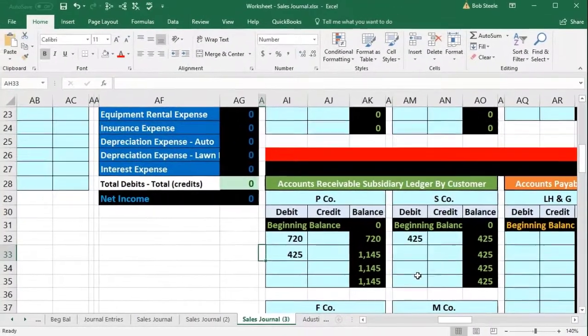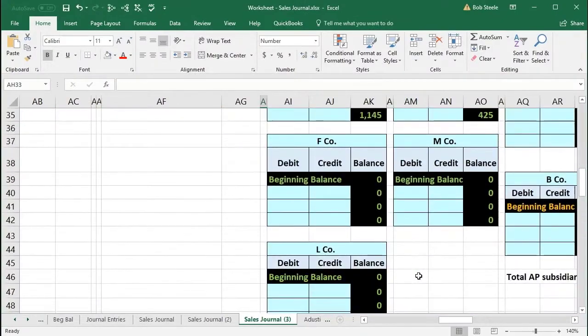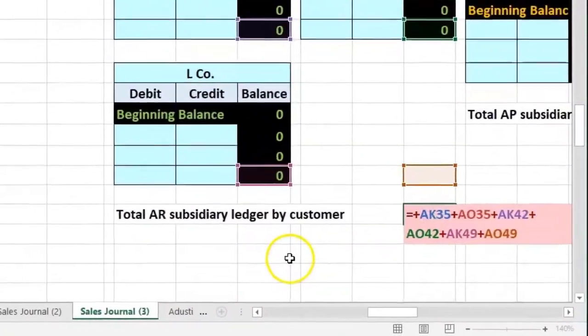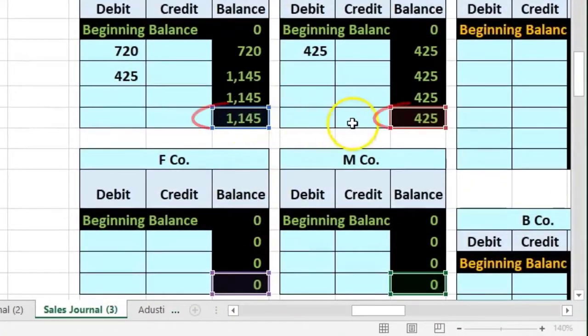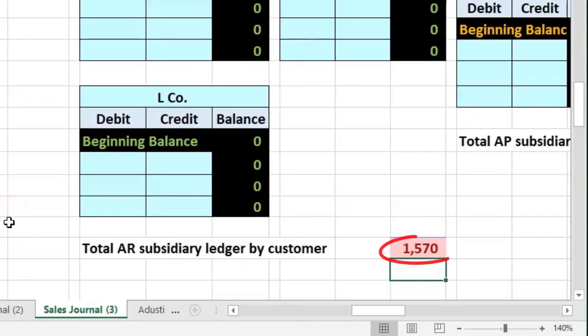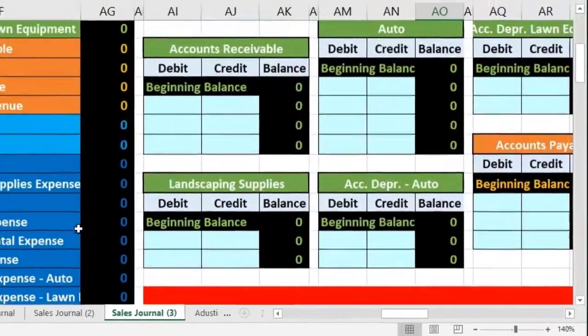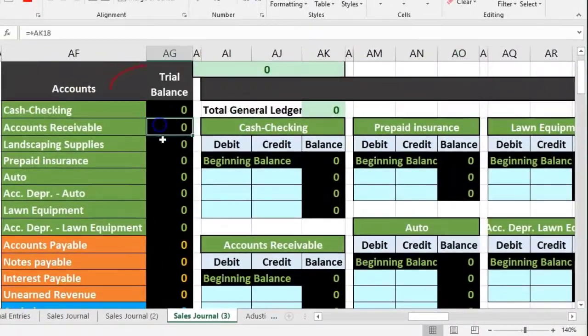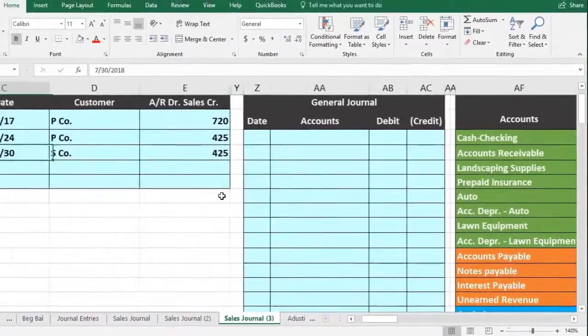Let's see the next one. We're going to scroll. And obviously now, once again, the subsidiary ledger is adding up to 1,005 something, and that's going to be the adding of these two, summing up to the subsidiary ledger. That would be the total accounts receivable, red, because it's not currently being reflected in the accounts receivable account, not until we do the final journal entry at the end.